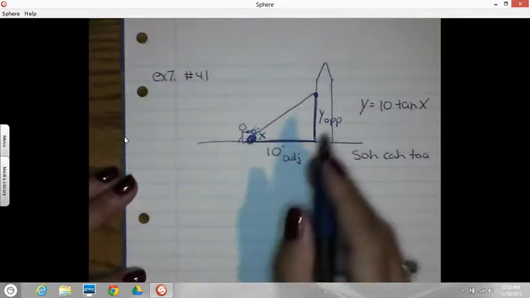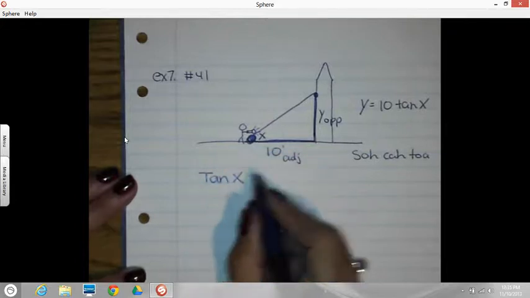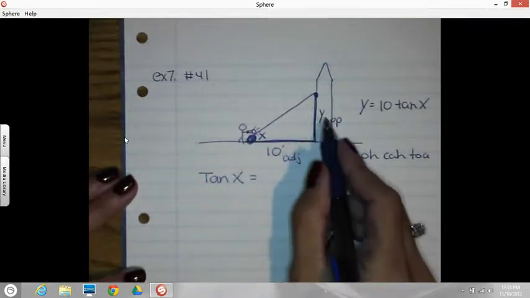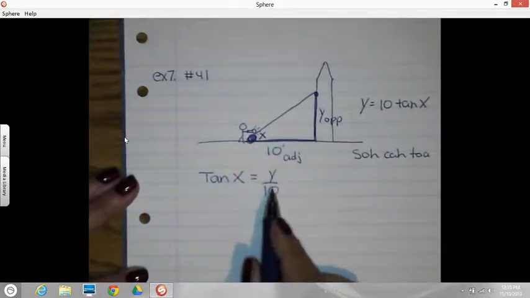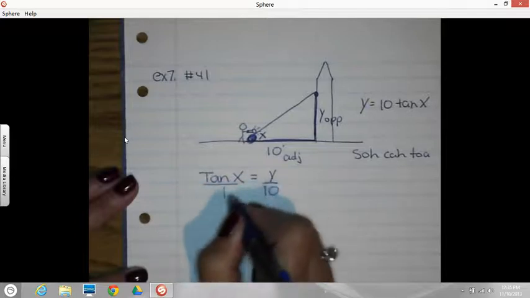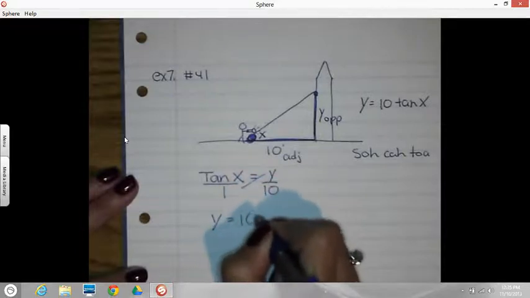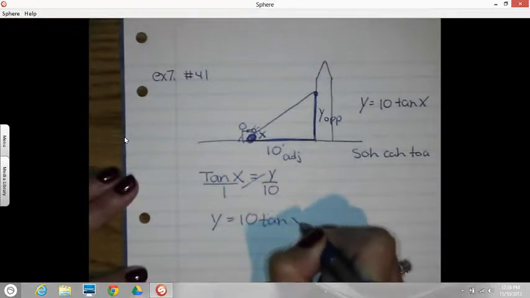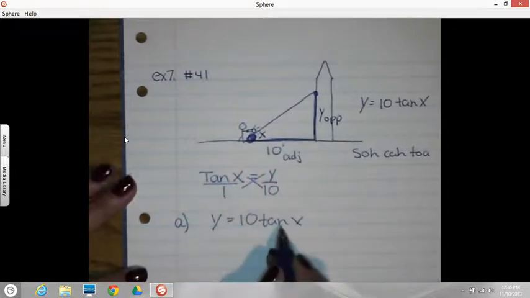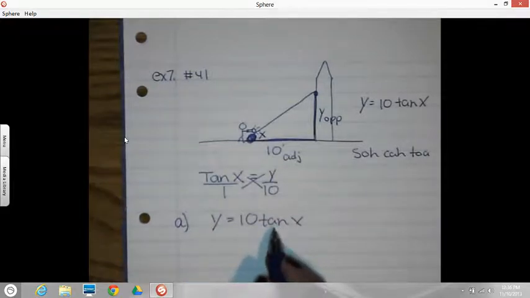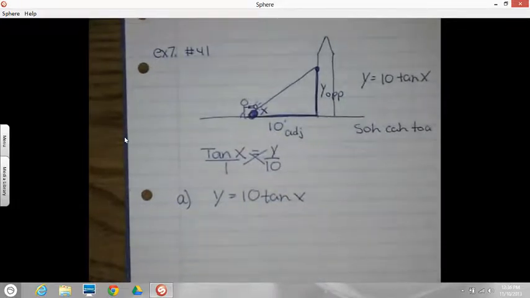So what we can do is say the tangent of X, the tangent of the angle, is equal to these two sides of the ratio, Y over 10. And if I solve this for Y, I put a 1 under here and do cross product, Y times 1 is equal to 10 times the tangent of X, the other cross product. Okay, so that was part A, just show where this equation came from. And then you are going to do some calculus stuff for rates and business like that.